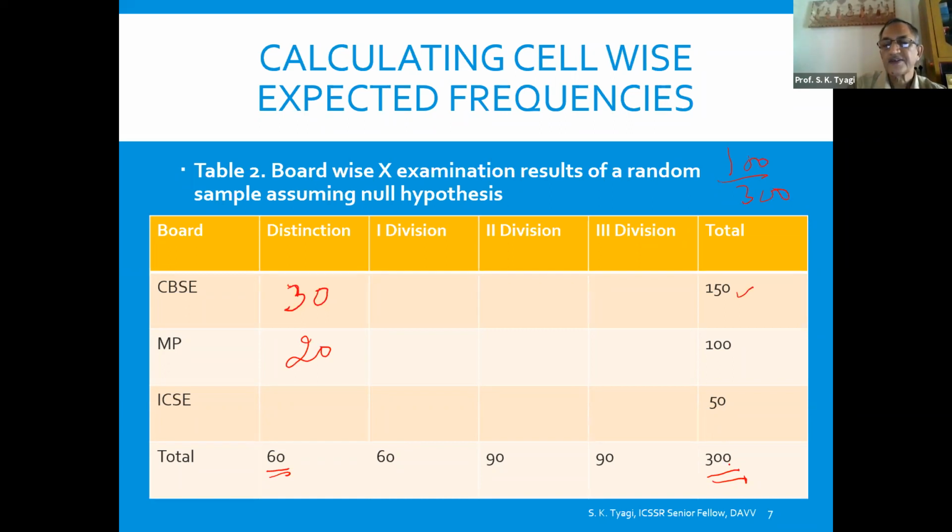This is 1/6. So what is 1/6? 10. And the total will be 60. Similarly, here also it will be 30, 20, 60, 10. But here, this is half of this. Now the simple formula is 150 divided by 300 into 90.